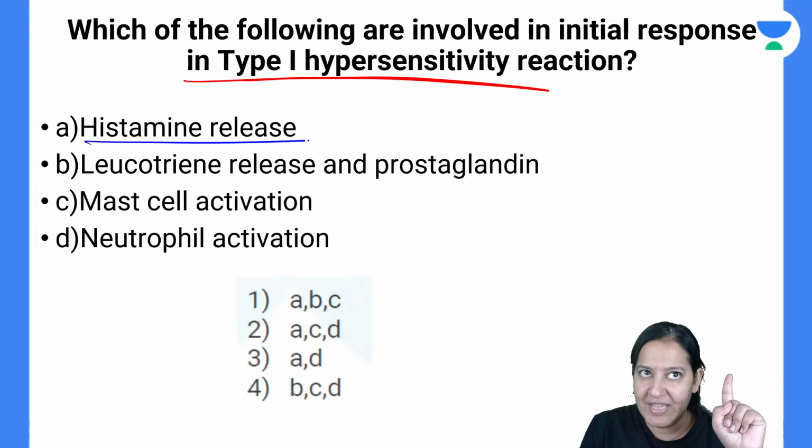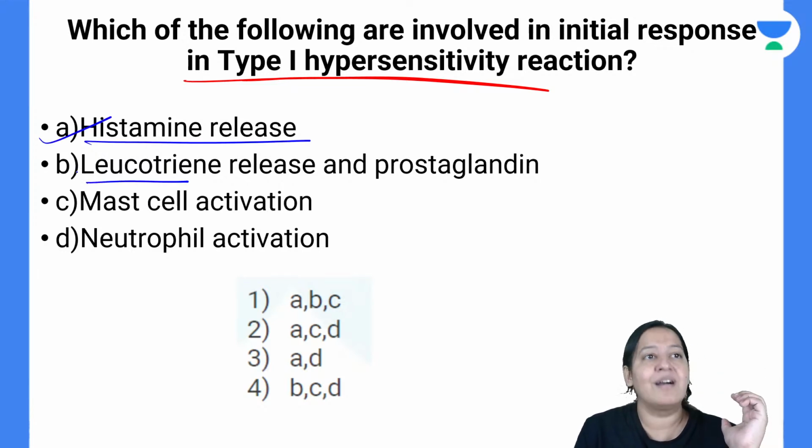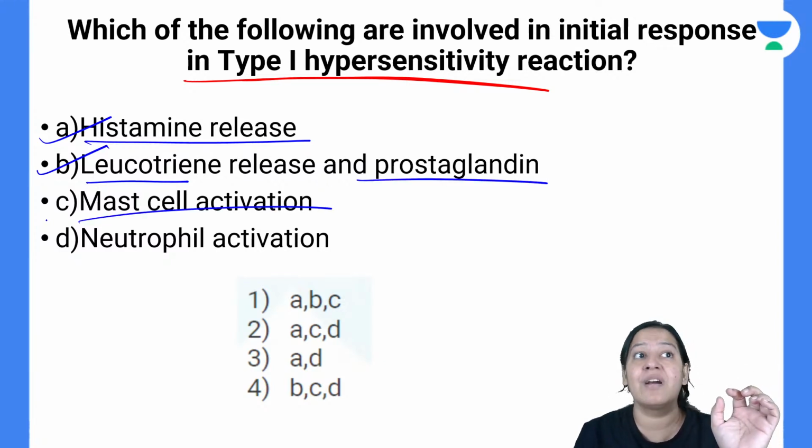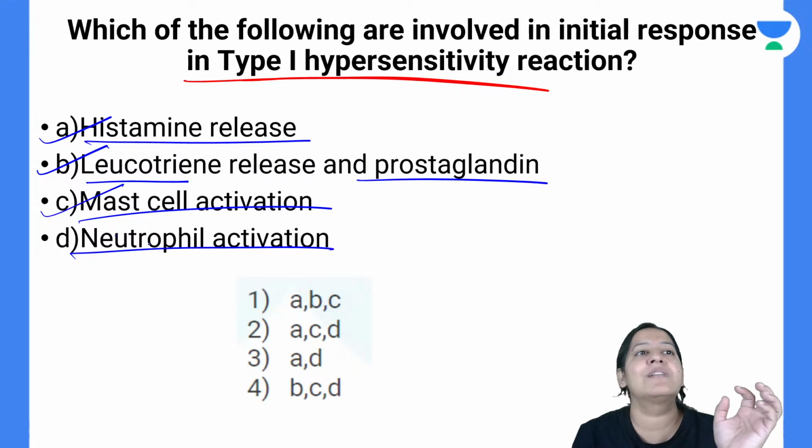So does histamine release occur? Yes, it occurs by degranulation of the mast cell. Does leukotriene release occur? Yes, it occurs. Does prostaglandin release occur? Yes, it occurs. Does mast cell activation occur? Yes, it occurs. But in the whole process, there is no neutrophil.